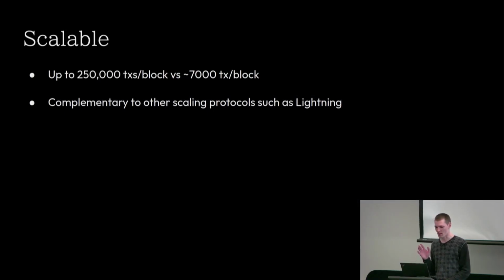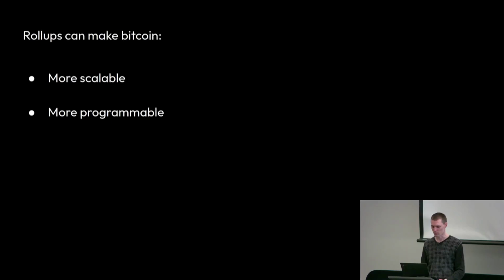Another benefit is that this is complementary to existing scaling protocols such as Lightning. So you could imagine that these transactions per block are not just on-chain Bitcoin payments, but these could be Lightning-related transactions, such as channel open, channel close, channel rebalancing, all of the different kinds of channel management transactions that somebody would do in Lightning. So it makes Lightning itself more scalable by just enabling more of the kinds of on-chain transactions that users would normally have to do.